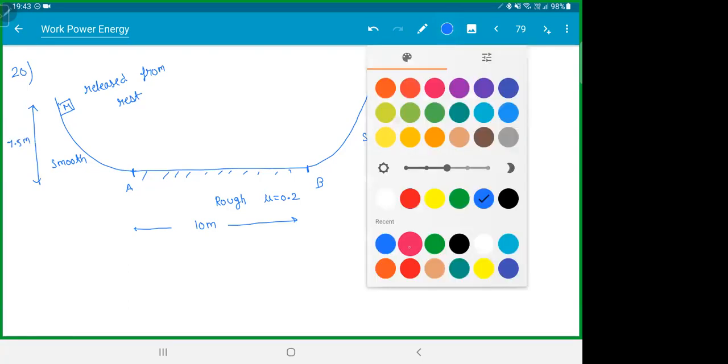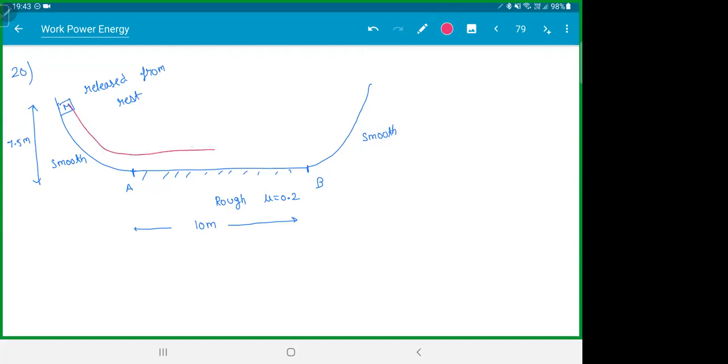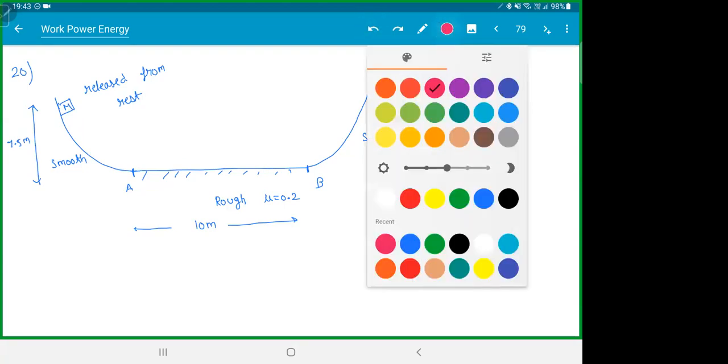So basically what will happen, this block will slide. When it enters the rough surface, it will slow down, slow down, then it again goes up, but it won't go to the same height. Again, it will come back, slow down, doesn't go to the same height, slow down, finally stop. Where will the block stop? Find the position where the block stops.